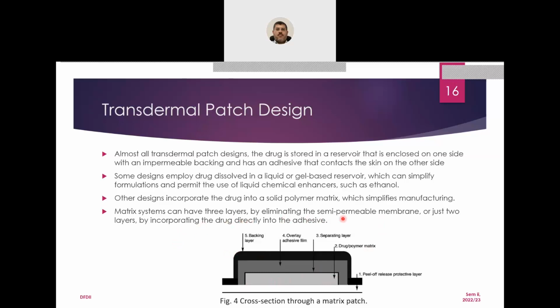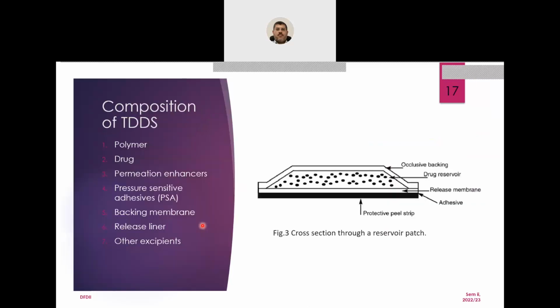So sometimes also we don't use a drug reservoir. The drug is in the adhesive, and the adhesive itself will act as a rate control polymer. So in this case, we can have only two layers. So we have four, three layers, and we have two layer systems. So this one, maybe you can see here, the drug reservoir, you only have drug, not mixed with polymer. Then you have to control the rate through using a release membrane.